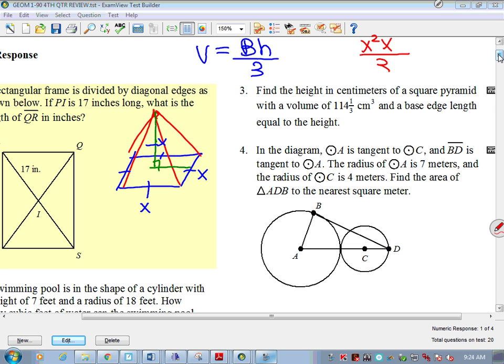X divided by 3. Can I simplify x squared times x? What is that? X cubed. So we could rewrite that as x cubed over 3. Can you follow me so far? But they told me what the volume equaled, correct? What did the volume equal?